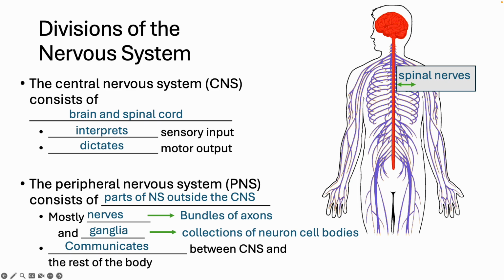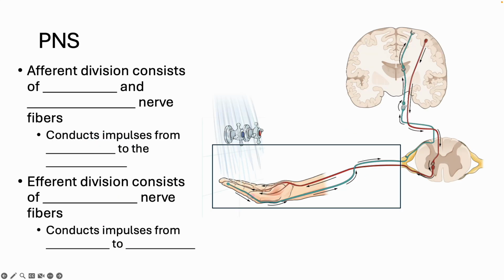Within the peripheral nervous system, you're going to have 2 major nerves that are going to be carrying information to and from the central nervous system. One are the spinal nerves, which carry impulses to and from the spinal cord, and the other is the cranial nerves, which carry impulses to and from the brain.